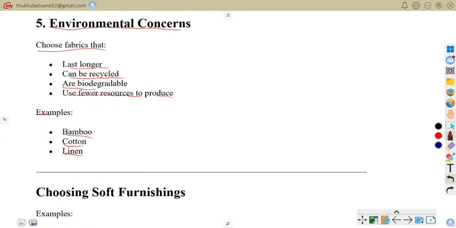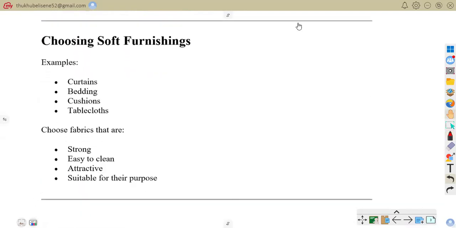Now let us go to choosing soft furnishings. Soft furnishings are fabric items used to decorate or furnish a home. So those are called soft furnishings.